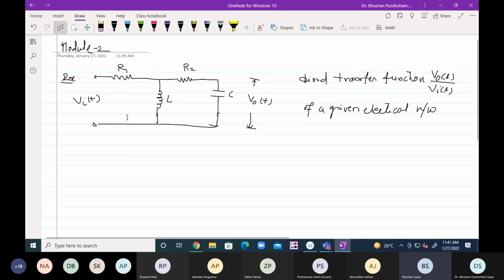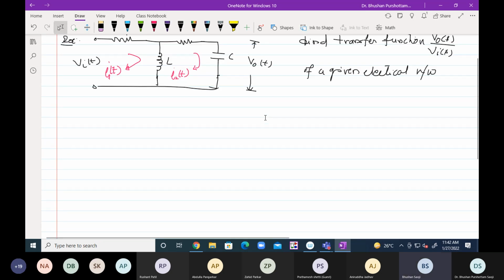So now see here, in this one, we will assume this current is I1 of t, and this current is I2 of t. I assume it is flowing in a clockwise direction. In the first loop, that is the input loop, the current is I1 of t, and in the output loop, the current is I2 of t.